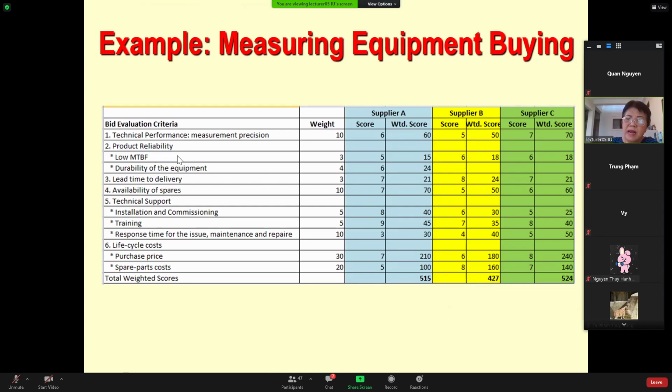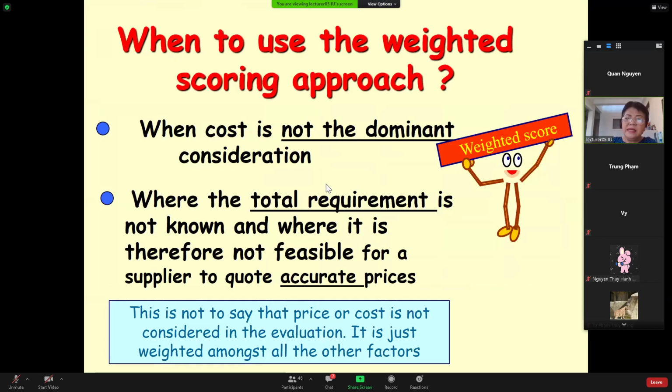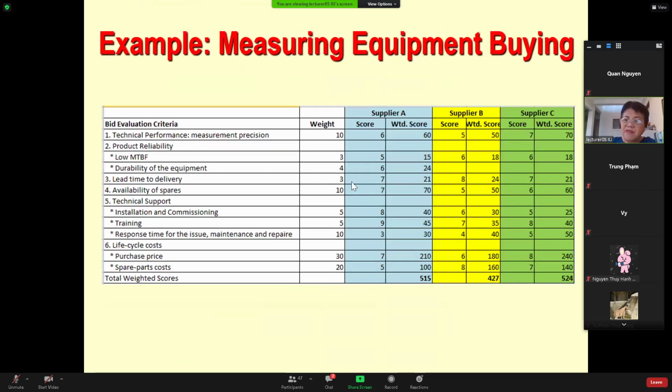Product reliability: there is a specification that they define, and the low MTBF, the reliability of the equipment, they gave a scoring of 3 and 4. And the lead time to delivery, the weighting factor is 3.